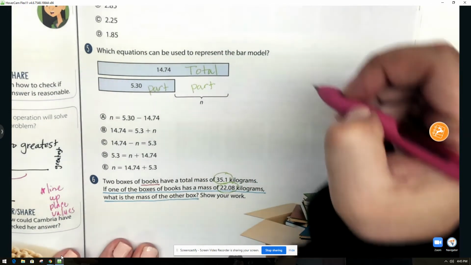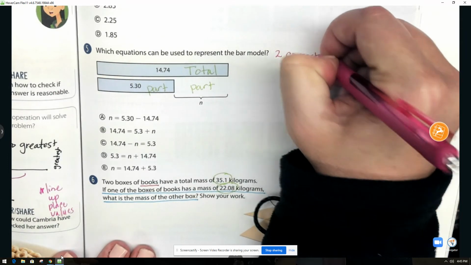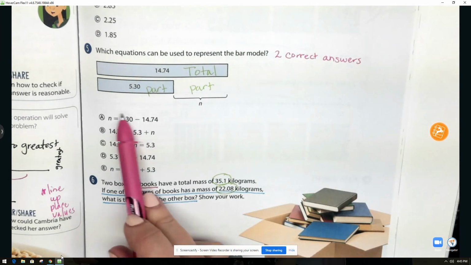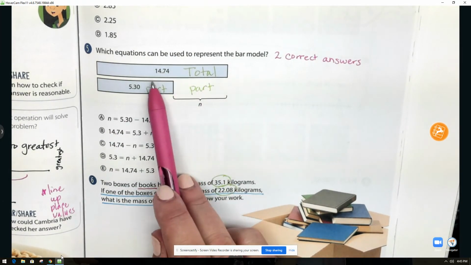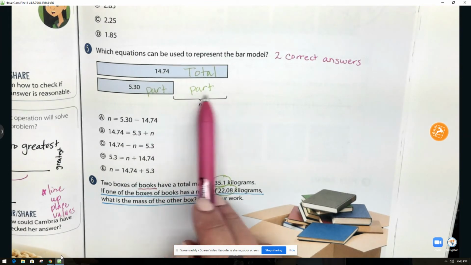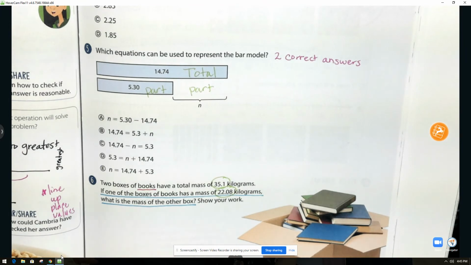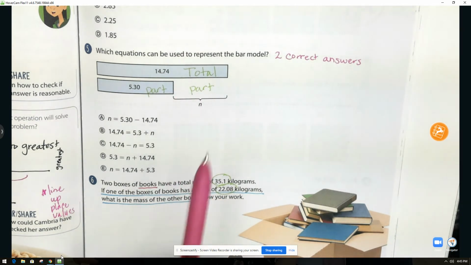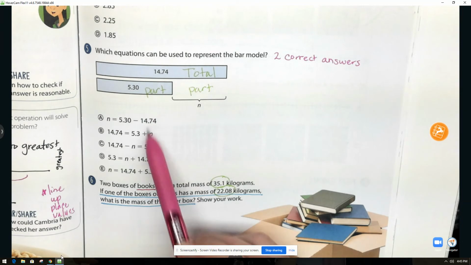On this particular question, there are 2 correct answers. So 2 of these would work. So go ahead and figure out how you might find letter N. If you don't remember, you can always go back into lesson 3 and look for an example. We did a couple of different examples of this similar type of problem. So if you don't remember, go back to lesson 3 and look for what we came up with in lesson 3.